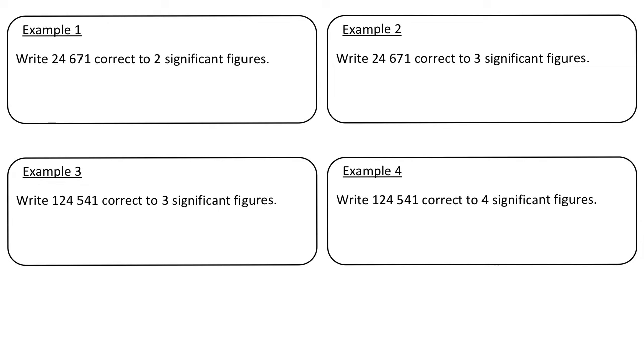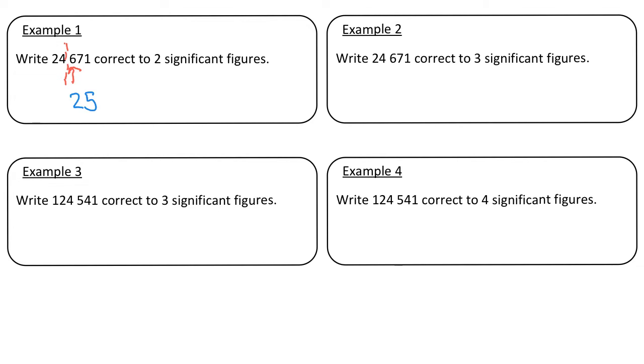Example 1. Write 24,671 to two significant figures. So the first significant figure is the 2, the second is the 4, so we're going to put our dashed line after the 4. We look at the next number, it's a 6. 6 is more than 5, so that means we're going to round up. So the 24 is going to turn into a 25. But we have a bit of an issue there because our initial number was 24,671.